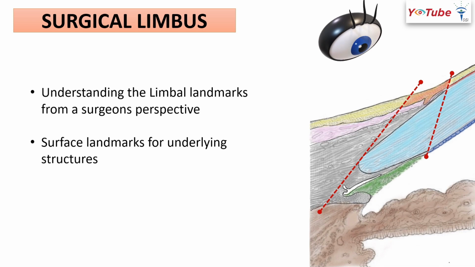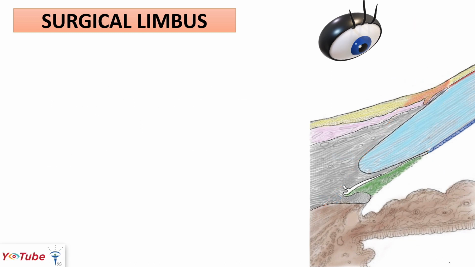So all these 5 limbal landmarks that I have spoken to you earlier about need to be understood from the surface itself. To do that, we draw imaginary perpendicular lines to the landmarks described to create a surgical limbus. The first perpendicular line drawn is from the termination of the Bowman's layer all the way down. The second line drawn is from the end of the limbal epithelium downwards and intersects at the Schwalbe's line. The third line is from the scleral spur upwards. So now with these 3 lines, we have a surgical limbus.